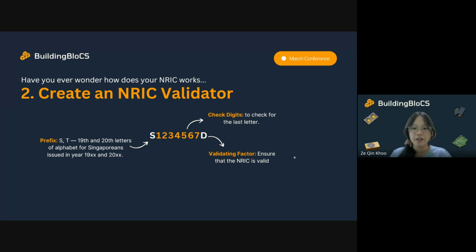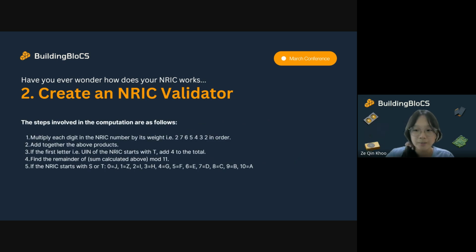Next, we have this algorithm that is prepared for you, found in an article. You can go to the Colab file to find the article for a better reading on it, but the steps are summarized as follows. First, you need to multiply each digit, the 1 to 7 in the NRIC numbers, by its weight, which is 2, 7, 6, 5, 4, 3, 2 in order. So if your first number is 1, you multiply 1 by 2. The second number is 2, so you multiply 2 by 7, and so on and so forth.